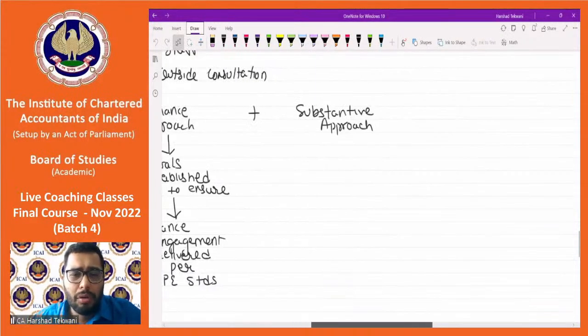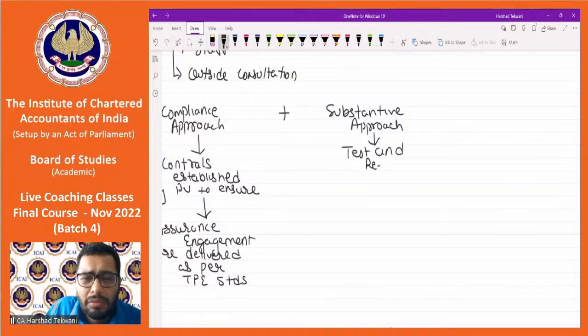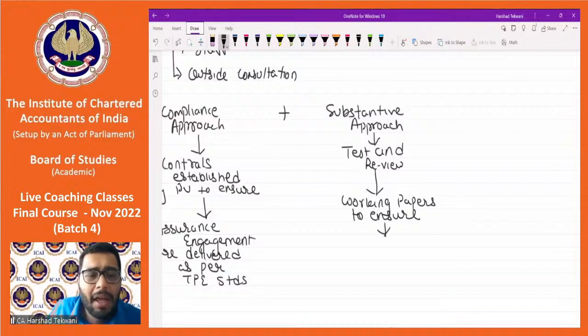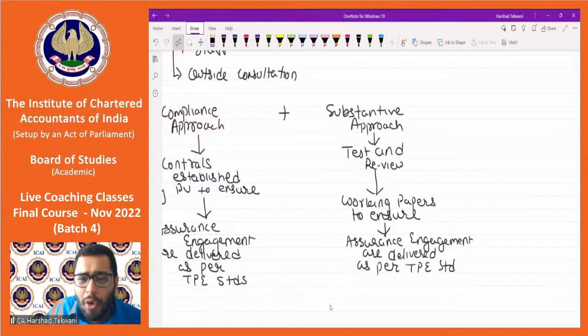What is the substantive approach? In substantive approach, I will test and review working papers to ensure that assurance engagements are delivered as per TPE standards. So I will go to the working papers in detail. I'll review the working papers. I'll make sure that whatever assurance engagement has been delivered, so the assurance services which are provided, are as per the technical, professional and ethical standards.